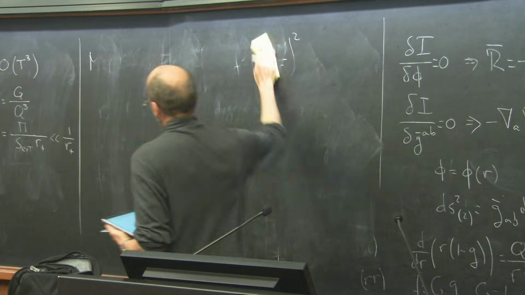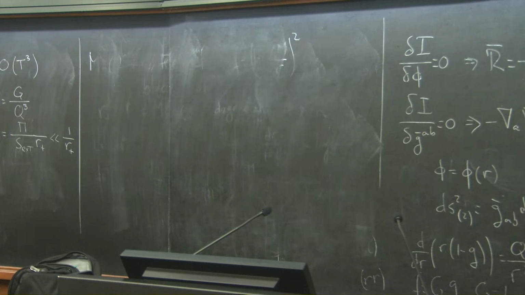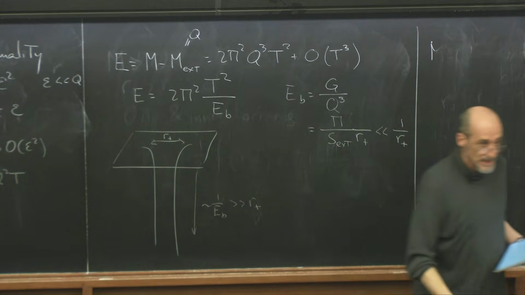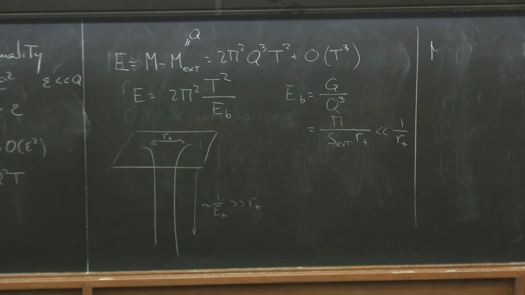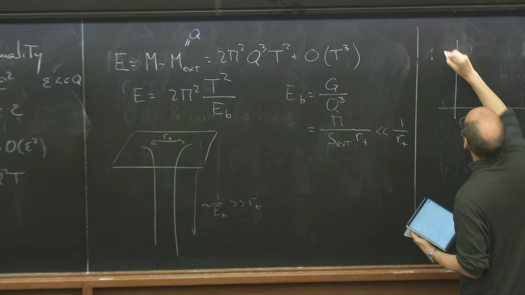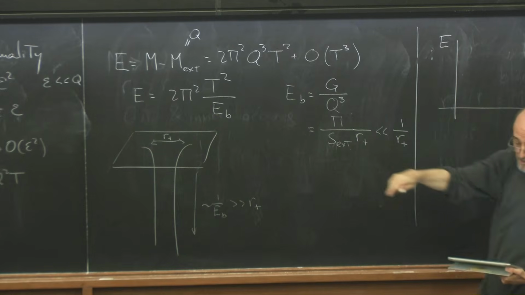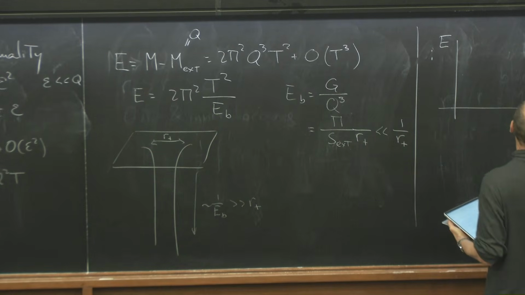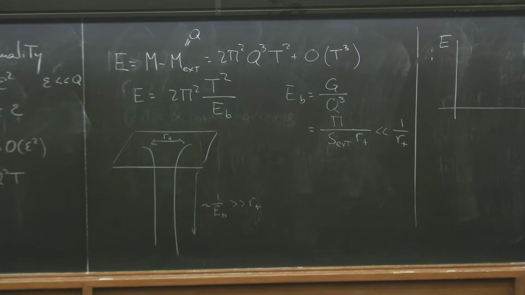One puzzle that this relation poses, it was realized in the early 90s, is the following. Let me draw here the energy above extremality as a function of the temperature. What we're saying is that this energy goes like T squared. That's the energy that you have available to, for instance, emit radiation.